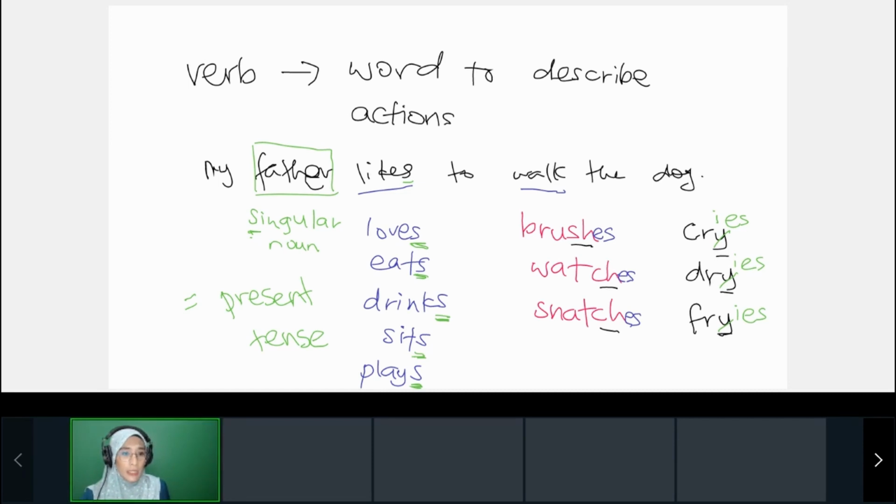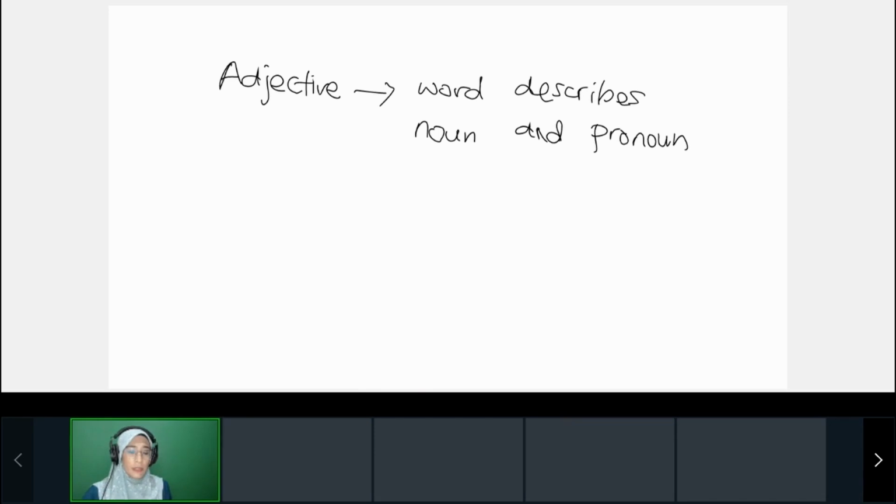Okay, so the next one that we're going to look at is another part of speech, which is adjective. Like I did before, they are words to make the noun and pronoun more interesting. So just now we named the dog Jim, and we added information like cute or black.